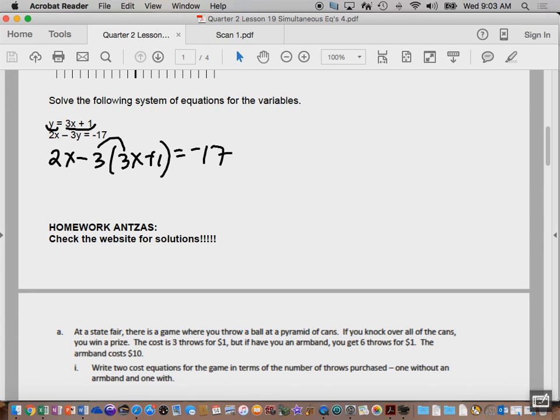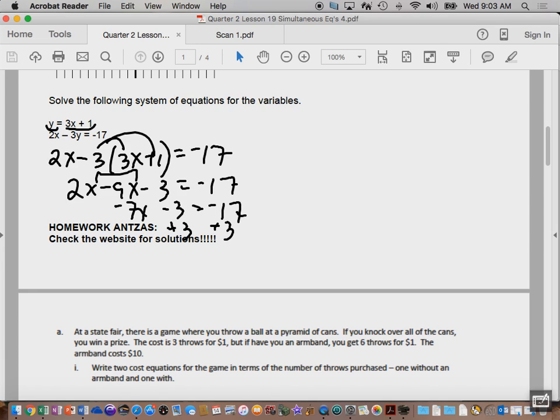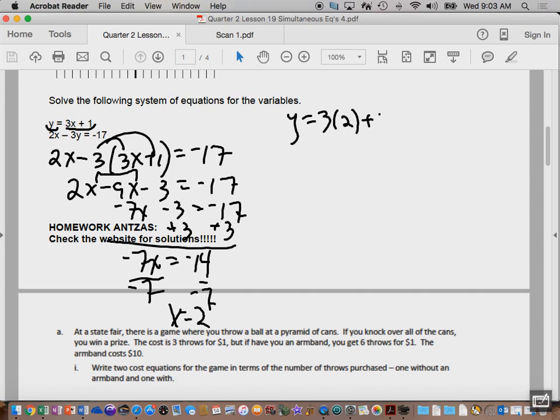substituted in. Now, distribute. 2x minus 9x minus 3 is negative 17. That gives me negative 7x, getting those together. Minus 3 is negative 17. Add 3, add 3. Negative 7x is negative 14. Dividing by negative 7, x is 2. Since x is 2, y has got to be 3 times 2 plus 1. y is 7. So x is 2, y is 7.